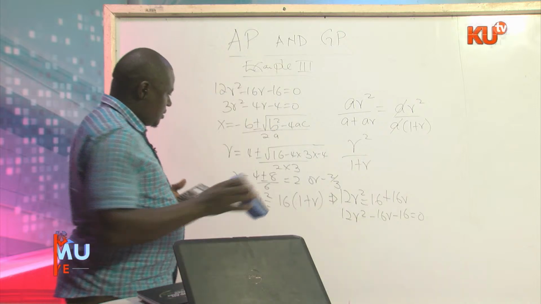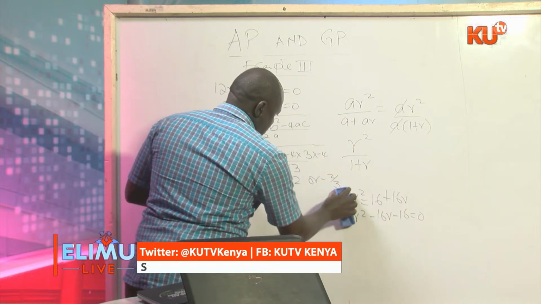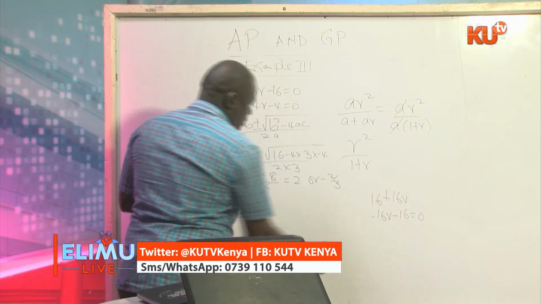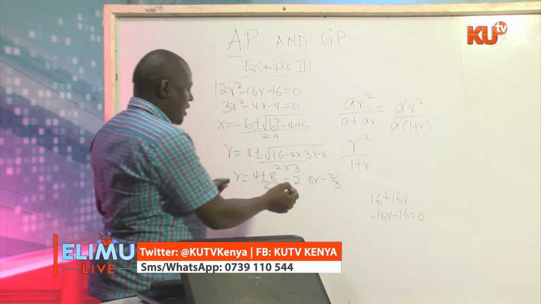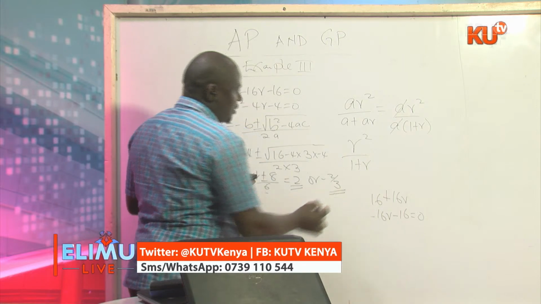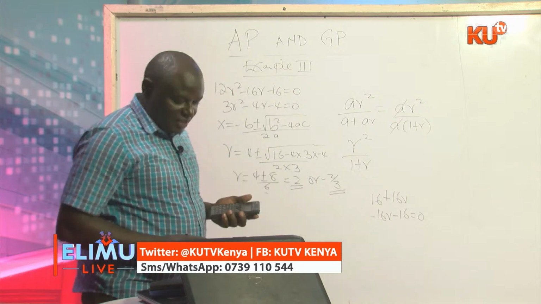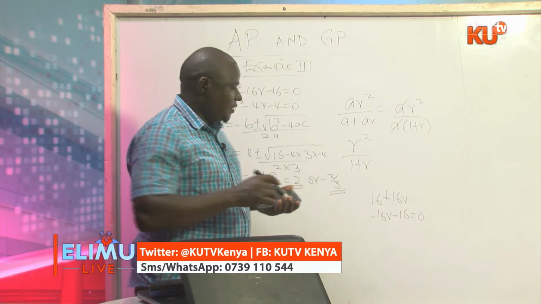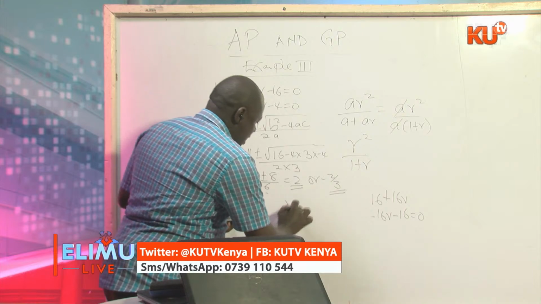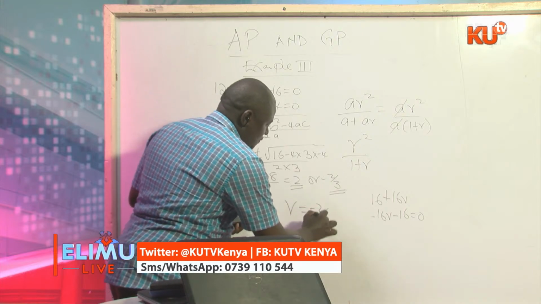Allow me to rub this a bit for us to see. I have worked it out, and our values of r are either 2 or negative 2 over 3. But remember, the examiner said that the first term is larger. So in that case, our r is negative 2 over 3.